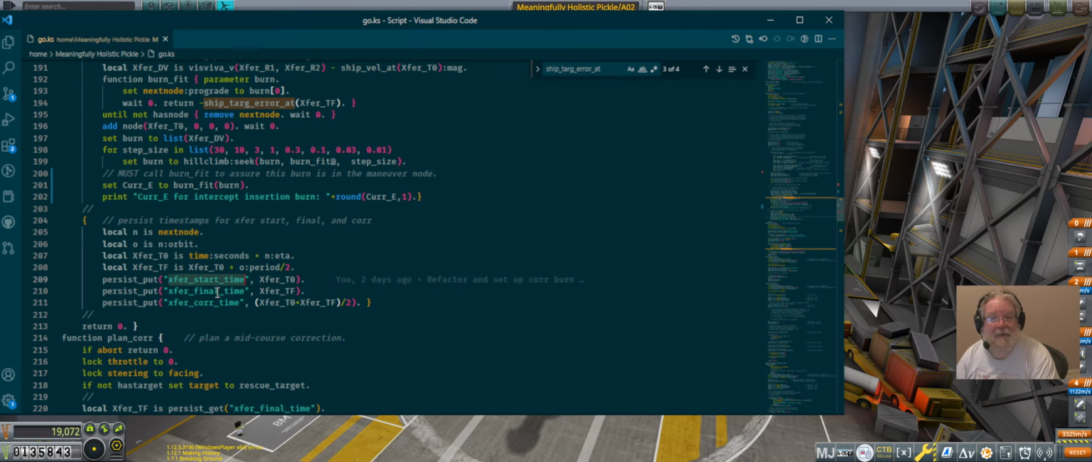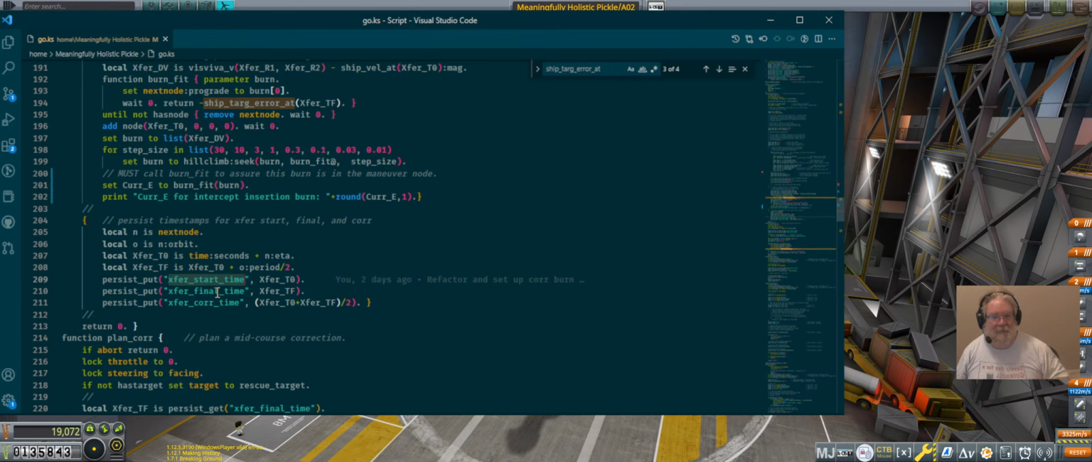And when that's done, I want to persist some of the data so that I can use those numbers, the start time, the final time, and a time that I am going to pick right now to perform a correction burn. So when I committed to this burn, I'm also going to commit to when I want to do my correction. So if we're here and we're going to go all the way around to here to do the rescue, I want to do my correction halfway in between.